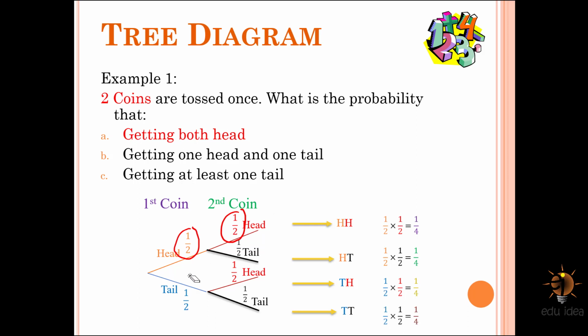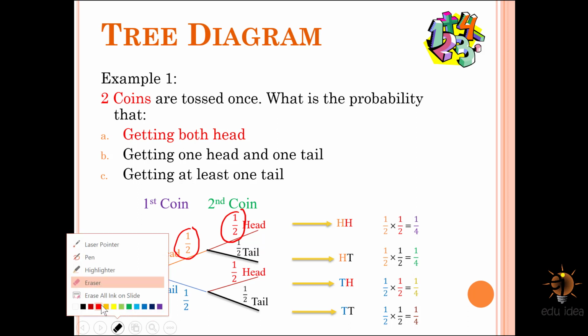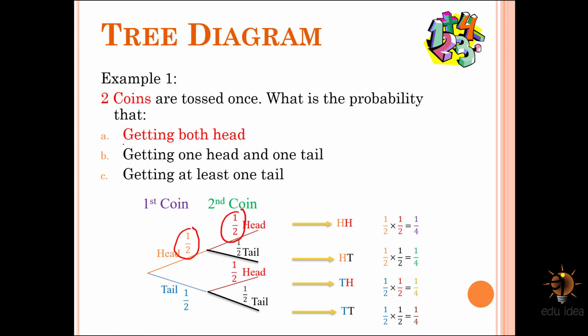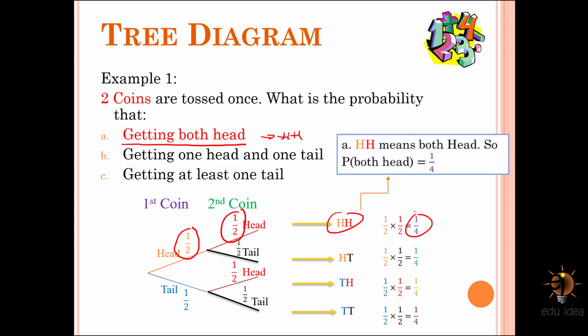So the chance of getting head head, where the first coin is head and the second coin is head, is 1/4. The first coin head and the second coin tail is 1/4, and so on. From this diagram, we can answer the questions that we have here. The first one is getting both heads. Both heads means head and head, which is this one, and the probability is 1/4. So the probability of getting both heads is equal to 1/4. Simple as that.